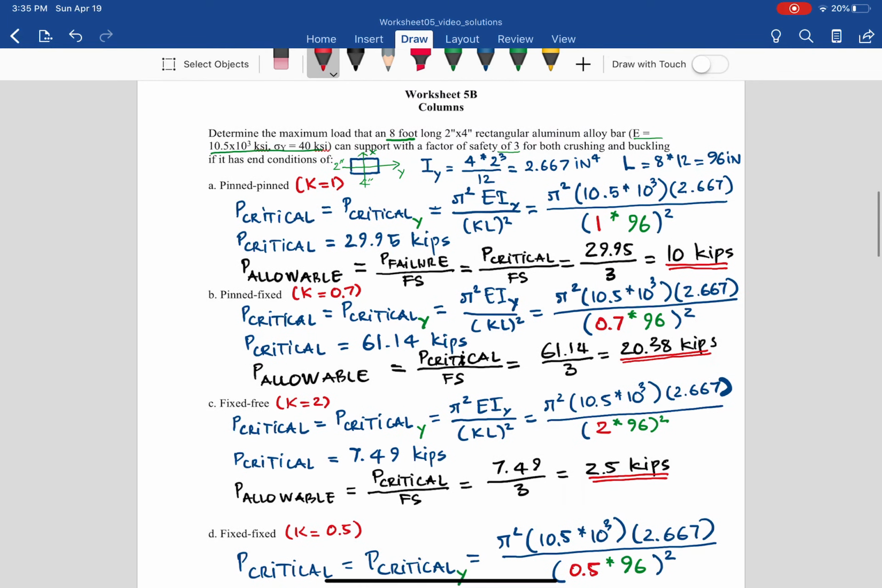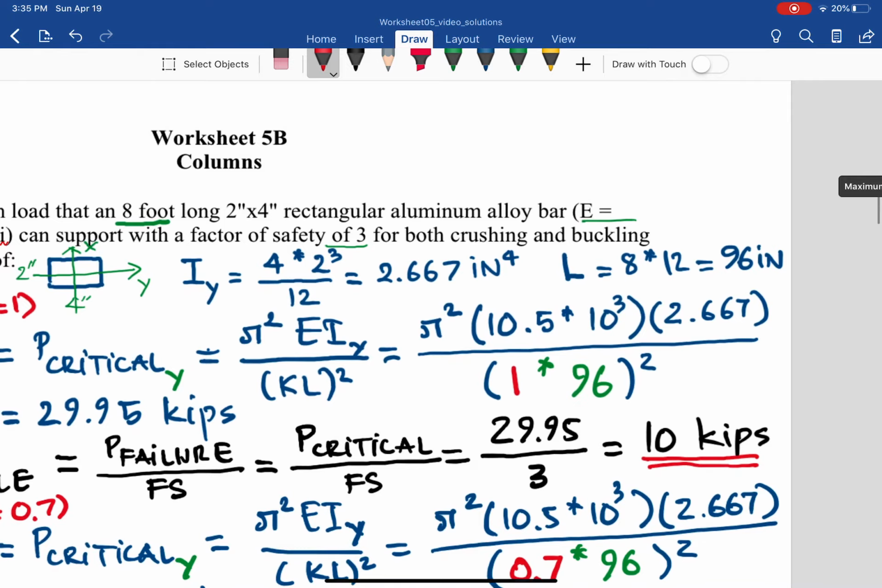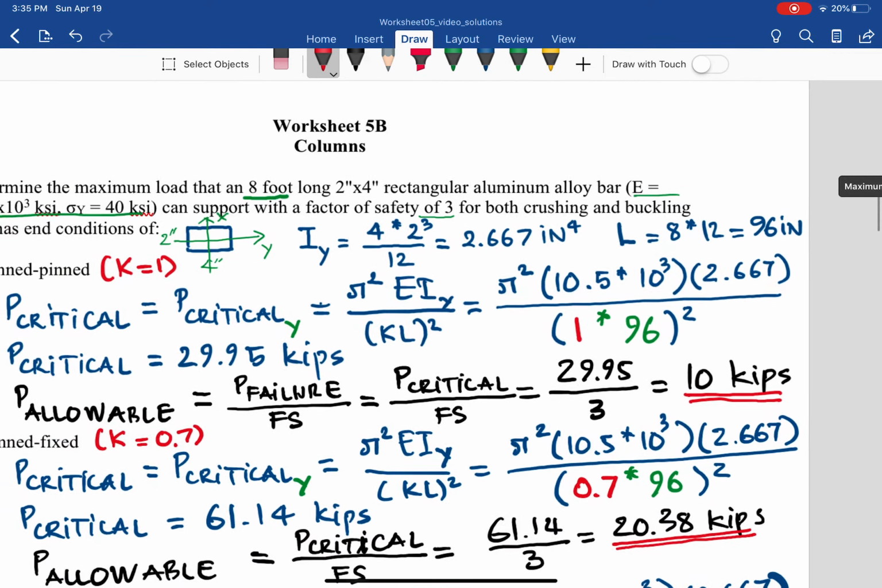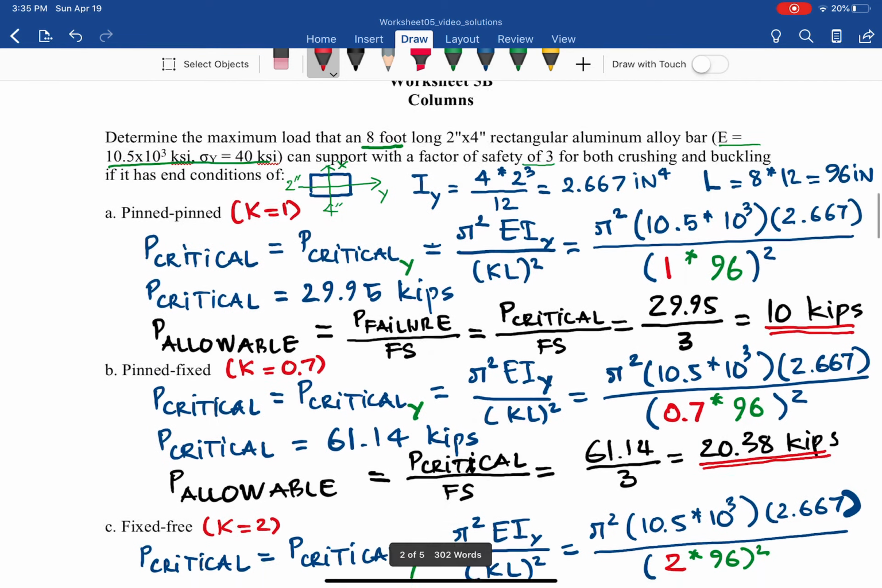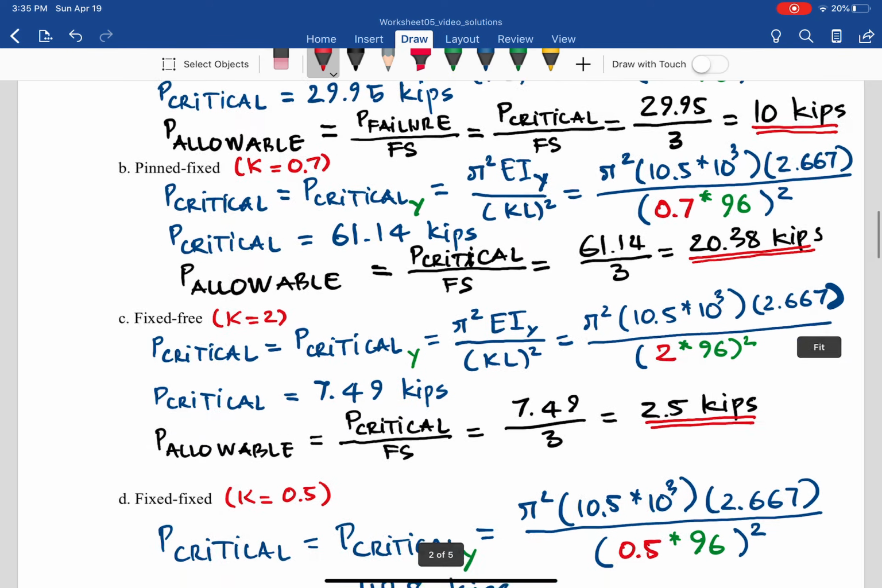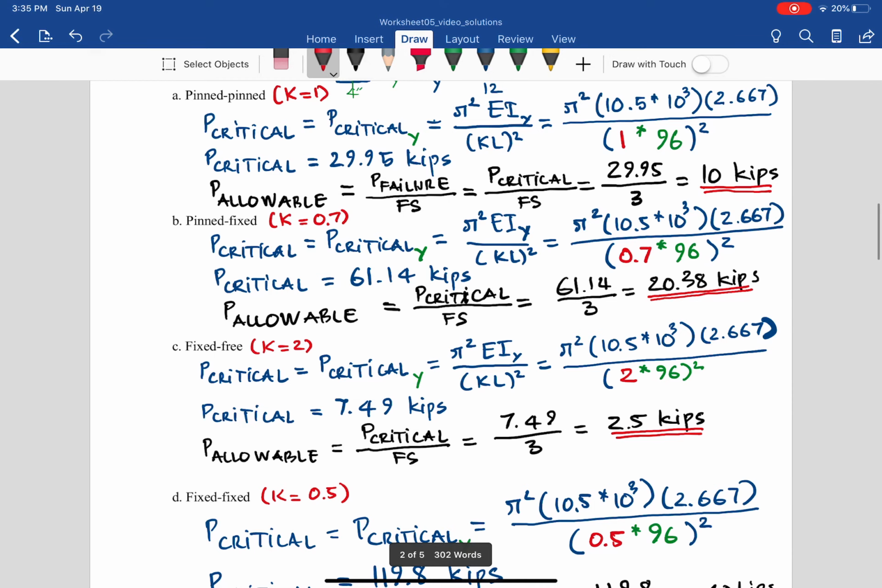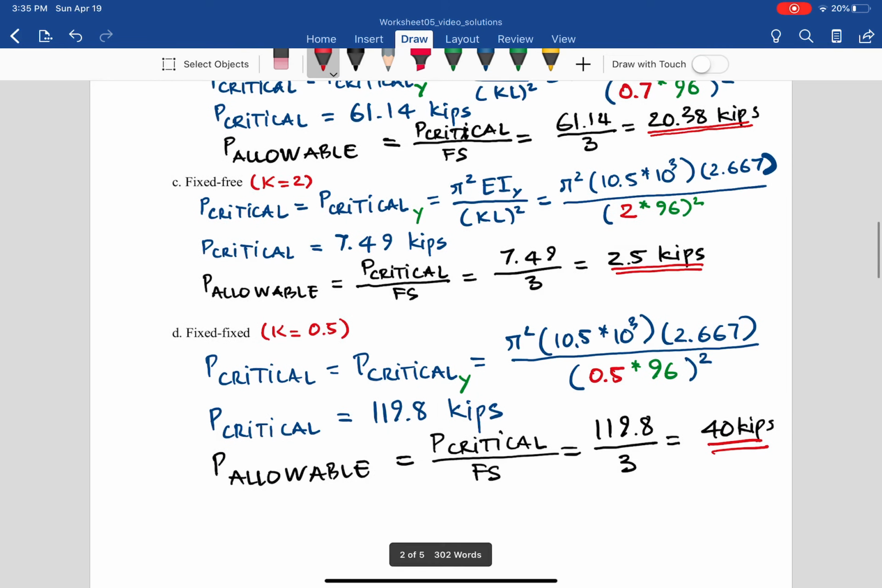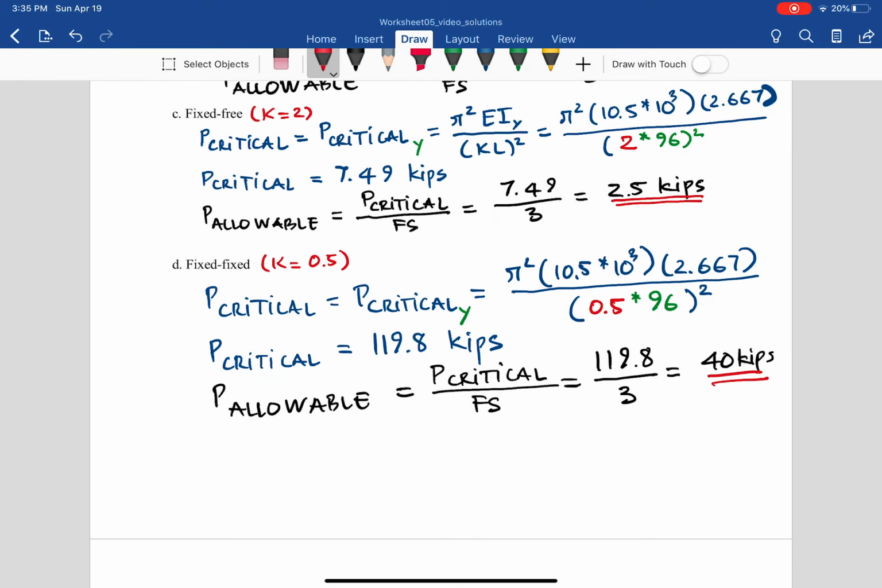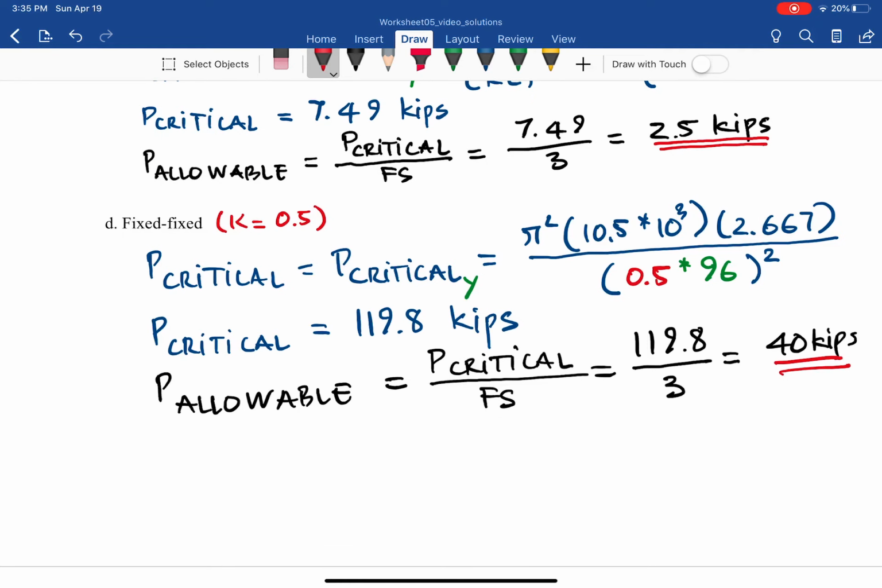And now they ask us also for crushing, both crushing and buckling. So far we only deal with the buckling. Let's talk about crushing. And crushing will not depend on the end condition. So for all of scenarios A, B, C, D, it will have the same load for crushing. Okay, so let's talk about crushing.